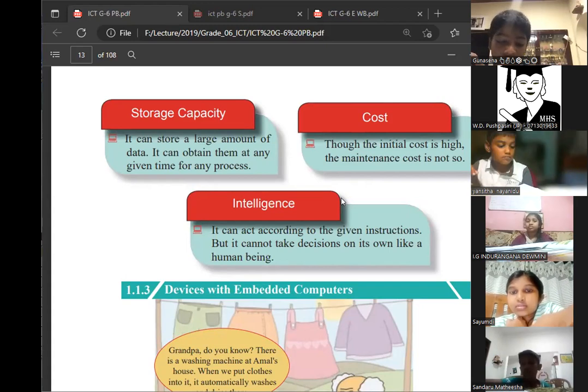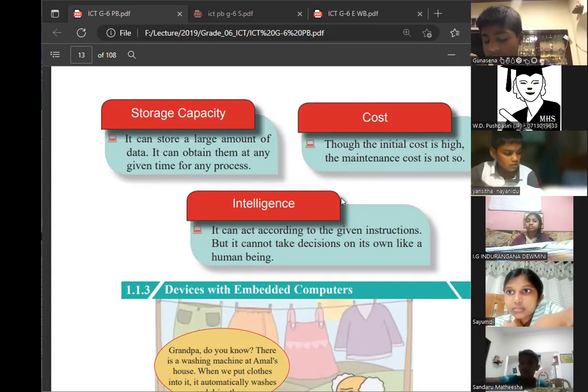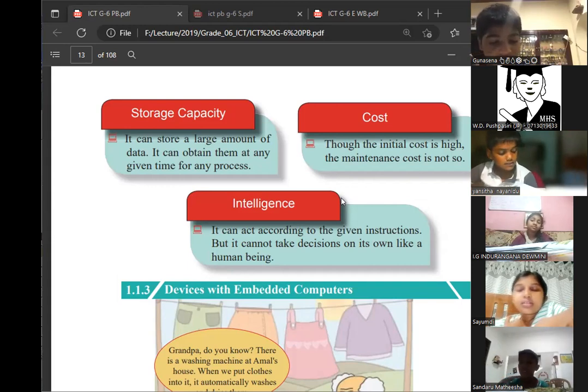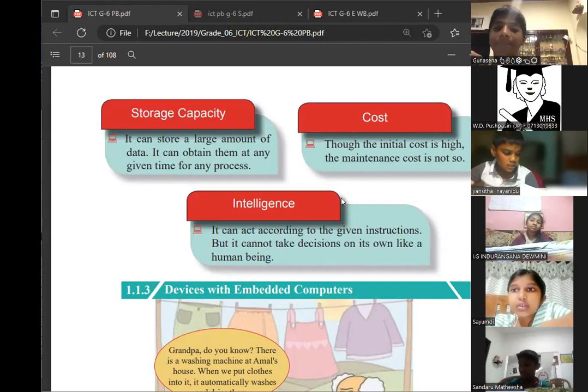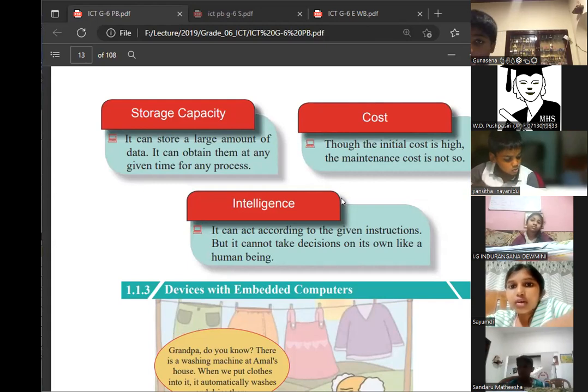Again, we'll repeat. Speed and efficiency. Accuracy. Reliability. Consistency. Storage capacity. Cost. Intelligence.